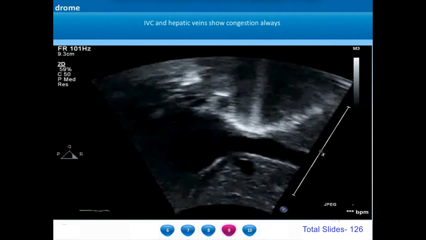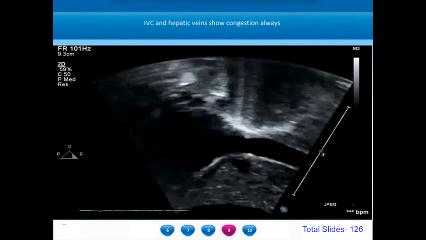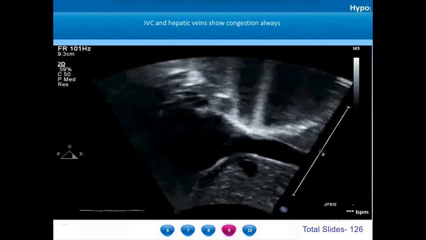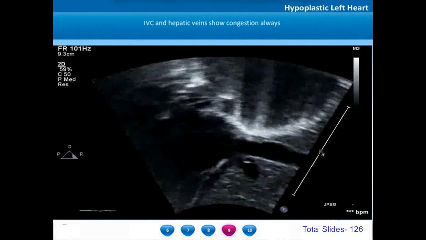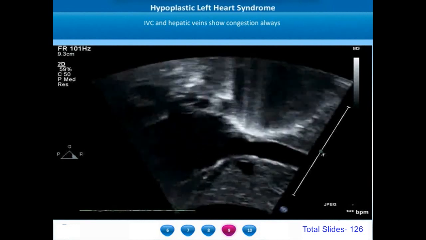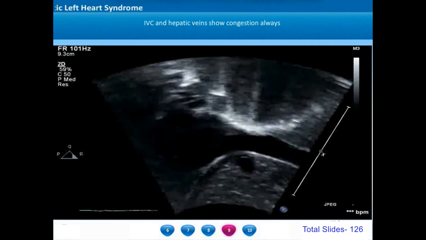In this subxiphoid short axis view, we are able to appreciate the dilated, congested inferior vena cava and the dilated hepatic vein. We notice that there is no inspiratory collapse of significance in the inferior vena cava. This is a sign of elevated right atrial pressure.